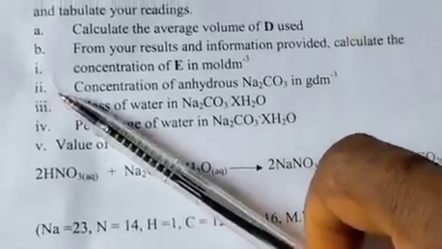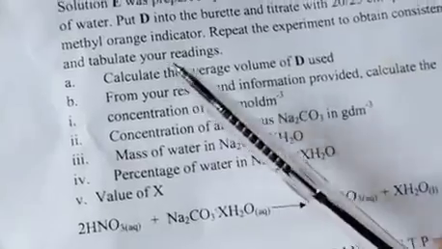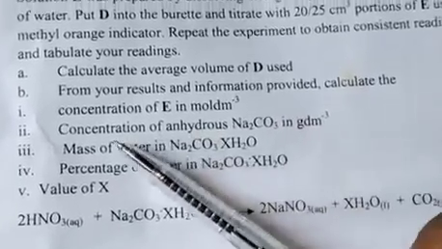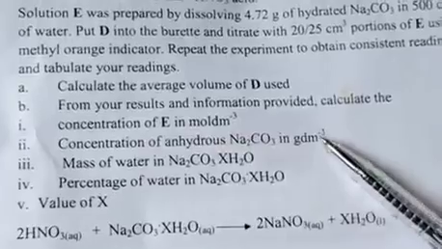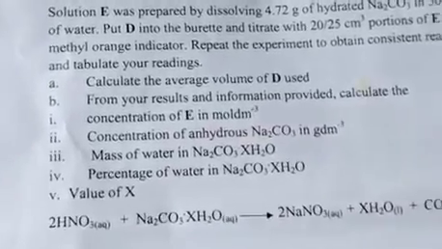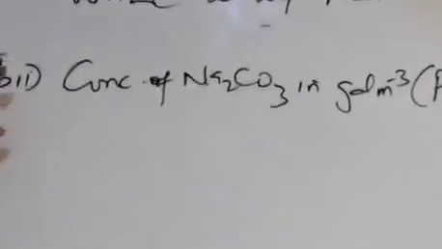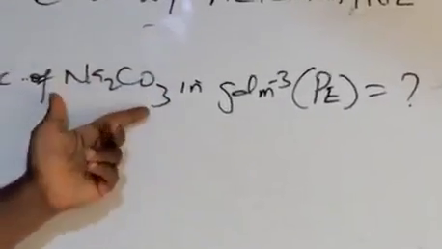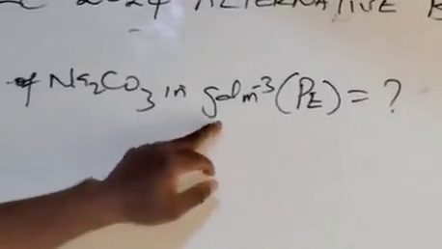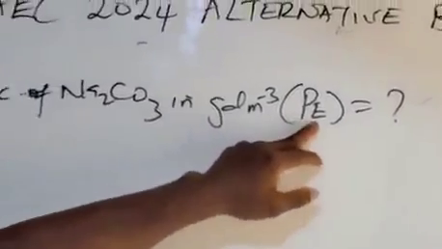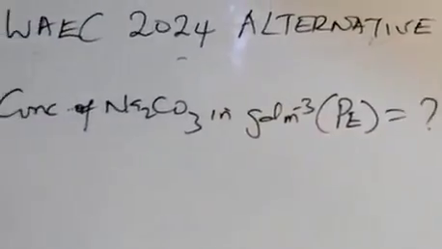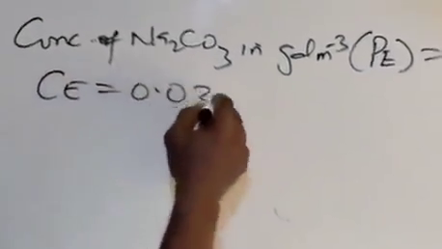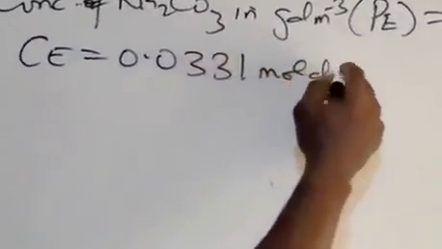We now go to BII that says the concentration of anhydrous sodium carbonate in gram per dm³. The concentration of anhydrous Na2CO3 in gram per dm³. So let's go to the board. We're looking for the concentration of anhydrous, the salt without any water attached to it, in gram per dm³. We'll call it rho E, since E stands for the base. I remember that from the previous question, BI, we got our CE as 0.0331 mole per dm³.